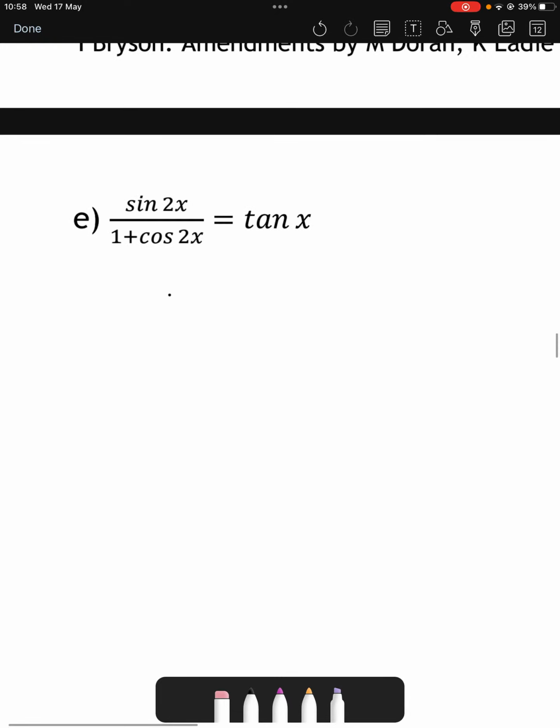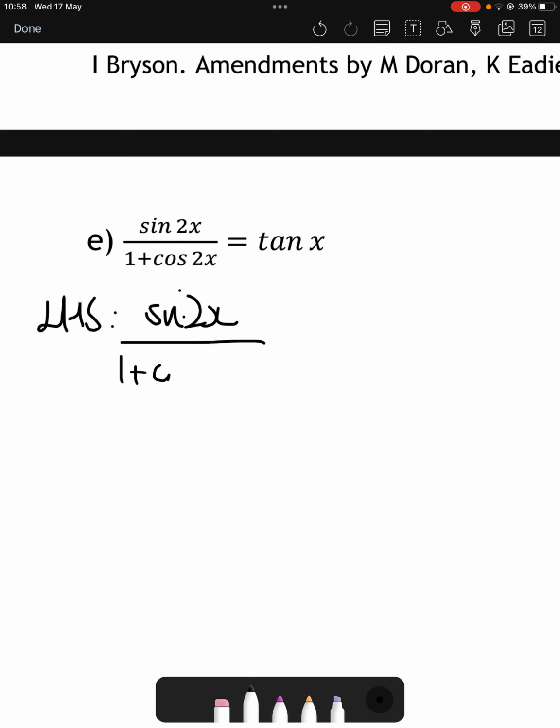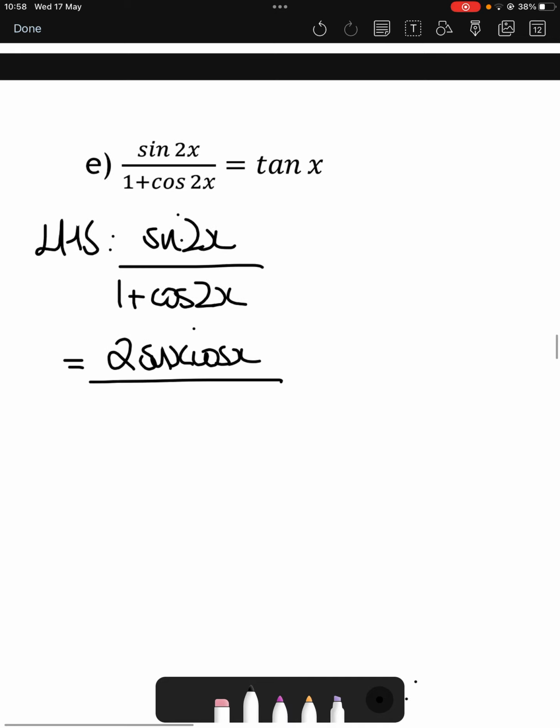Okay, example E. So sine 2x over 1 plus cos 2x. Right, so the only thing we can do, sine 2x, again, formula sheet is 2 sine x cos x over, right, so we're trying to prove tan x.